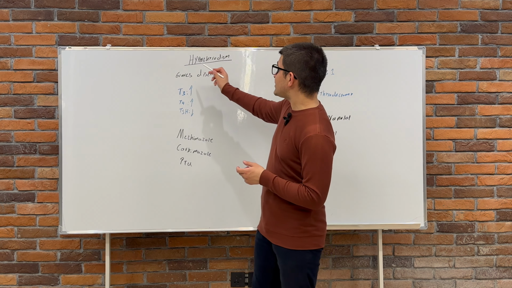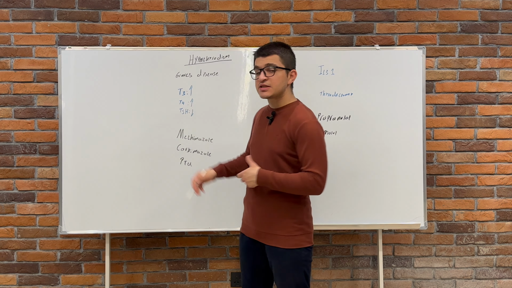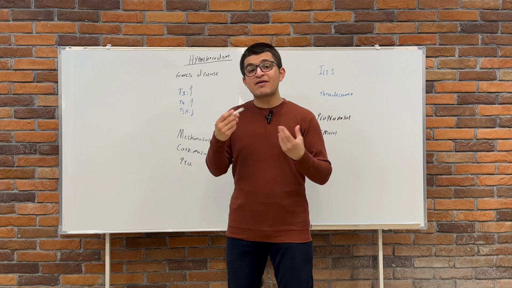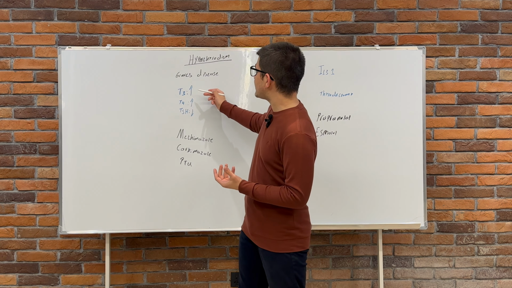So let's start. Basically, hyperthyroidism. Hyper means increase. Thyroidism means related to the thyroid gland. So hyperthyroidism is a condition in which we have an increase in the level of the thyroid hormones, basically T3 and T4.